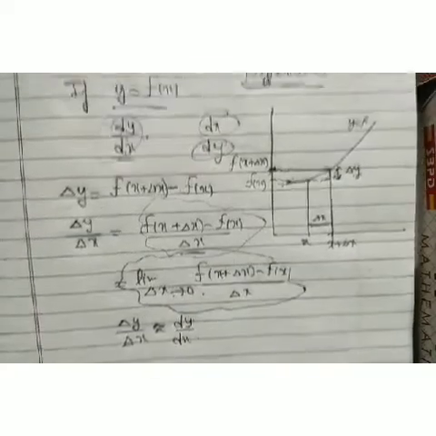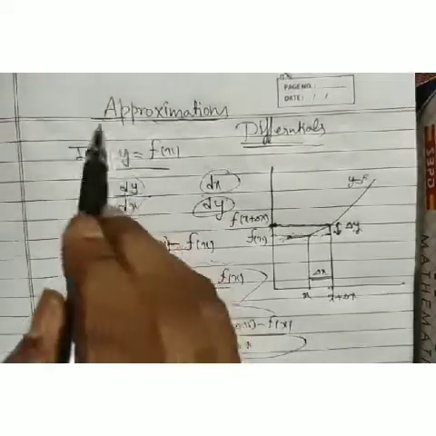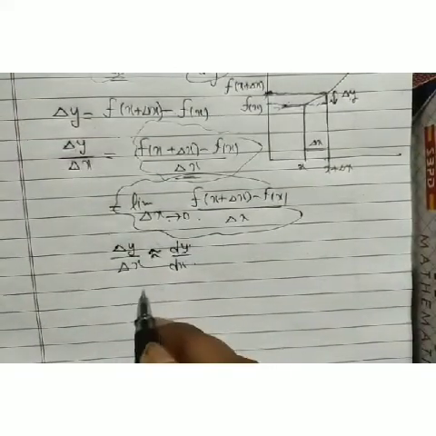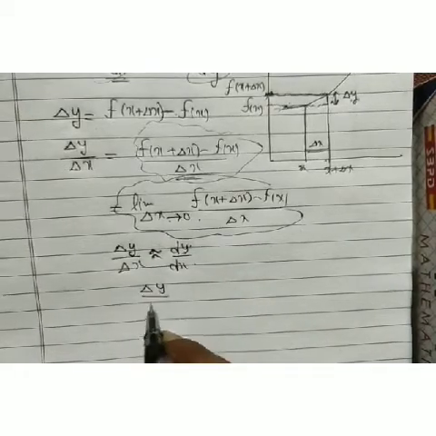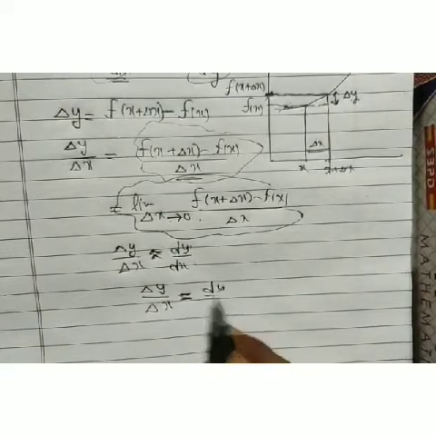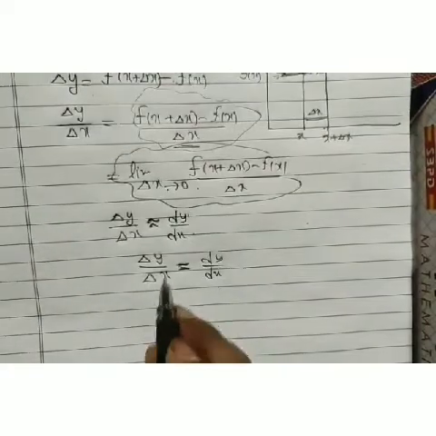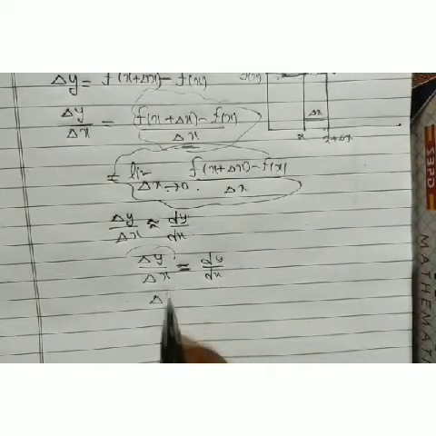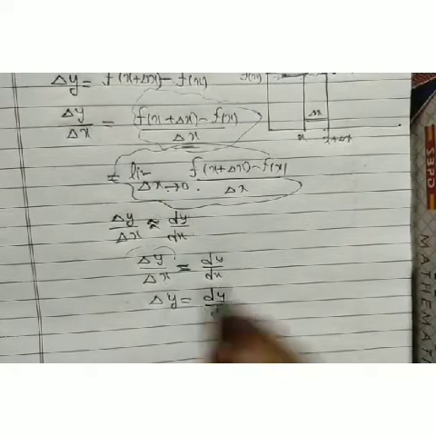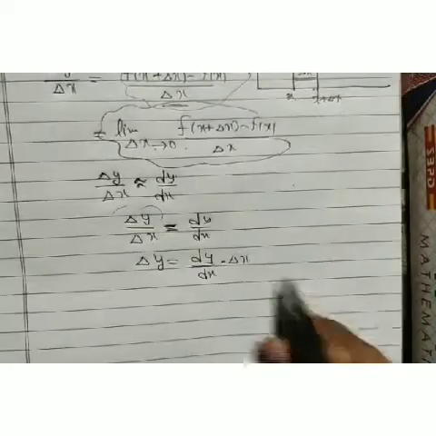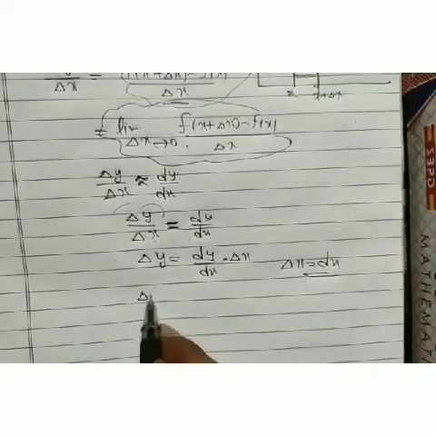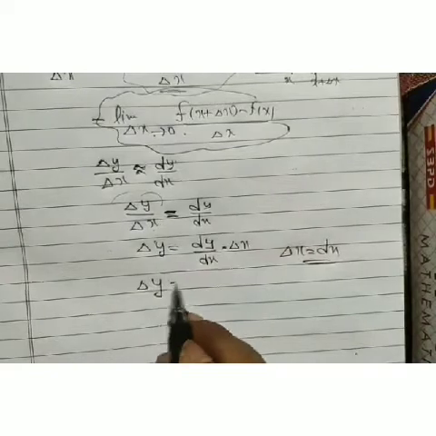That's why the name of the chapter is approximation. It's the approximate value of dy/dx. That's why we use approximations here. So delta y/delta x is approximately equal to dy/dx. From here, to get the value of change in y whenever there is a change in x, this delta x is taken as equal to dx. Now what is delta y?